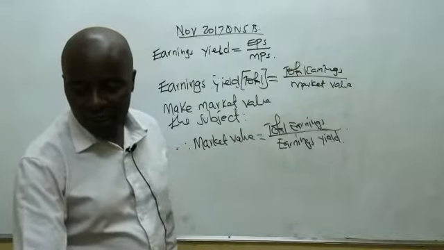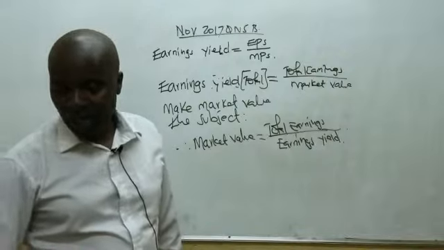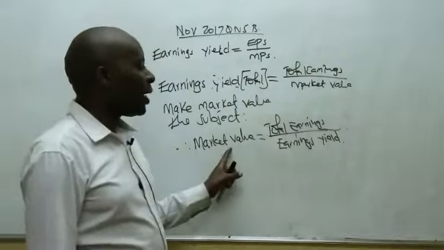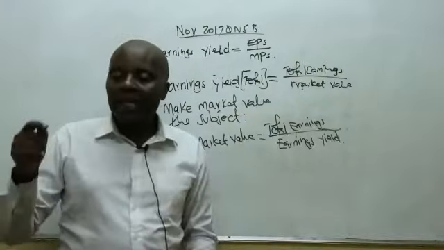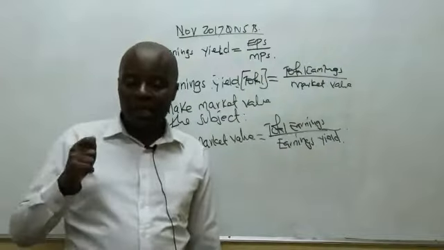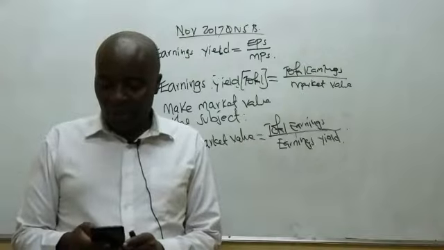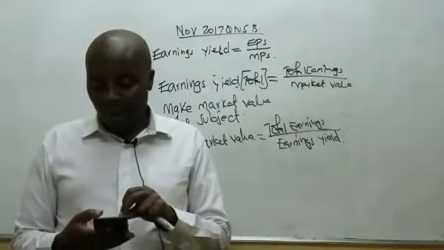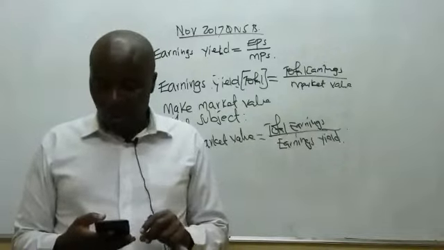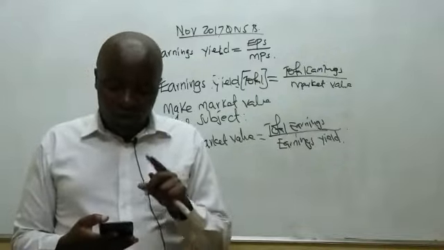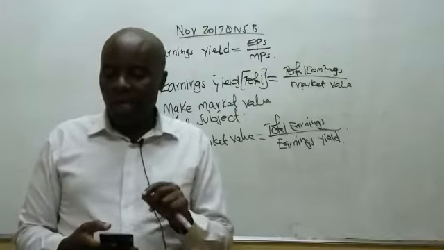Now listen to me very well. I've been able to make the market value the subject of the formula. But when I look at that question very well, I can see my earnings increasing. You see, earnings are the same as profit after taxation. You can see the earnings of 2014 was 6.0, and then earnings of 2017 are 6.3.